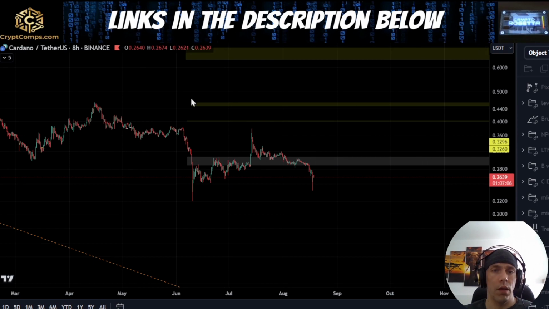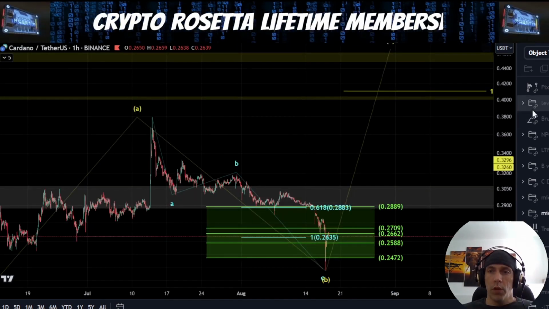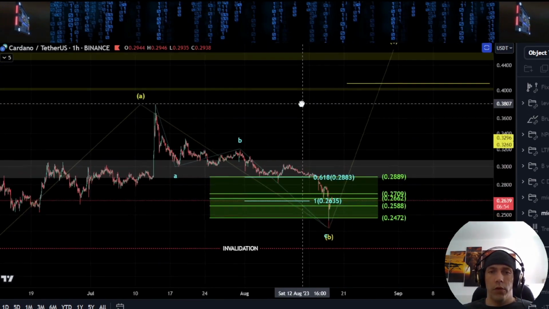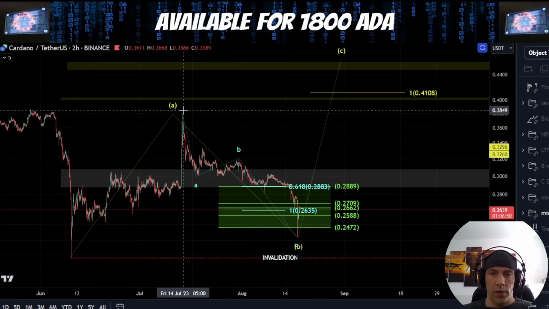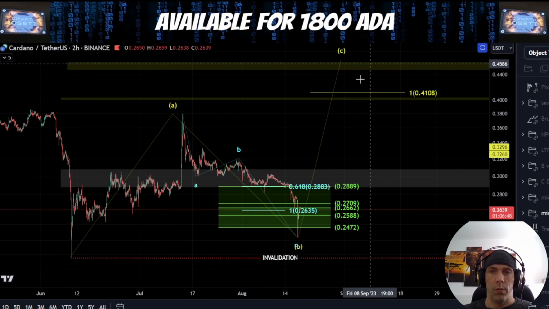So we're going to go over the lower degree counting here now. If we are looking at a 3-wave structure to the upside, what we would be saying here more locally is that this is A, potentially this is B, and then we're looking for C.